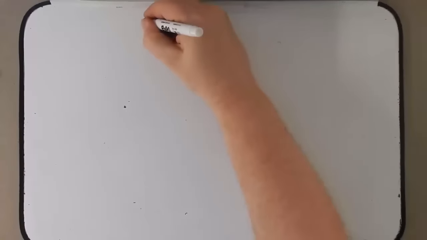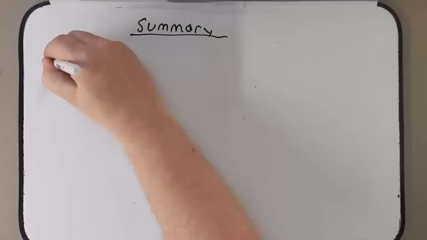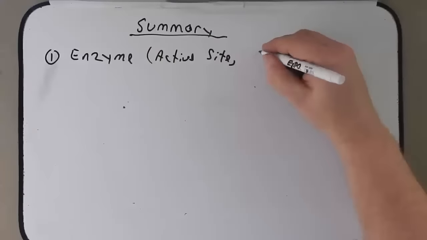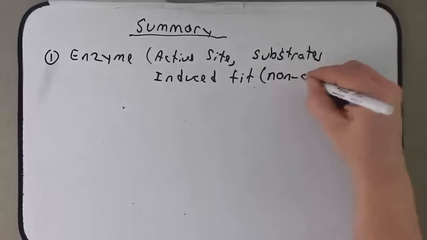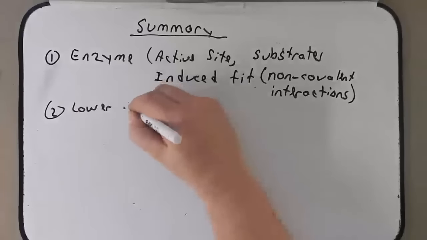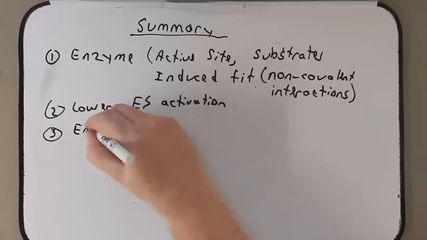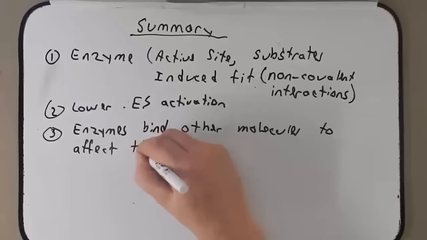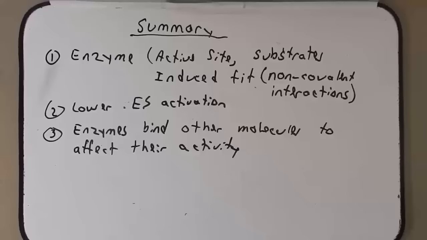So that's all I have for today. So let's close with a quick summary. We spent a lot of time talking about enzymes. We talked about the active site, substrates, induced fit, which was caused, remember, by non-covalent interactions. We talked about how enzymes lower the energy of activation. We talked about how sometimes enzymes bind other molecules to affect their activity. And in that we talked about coenzymes, cofactors, and prosthetic groups.